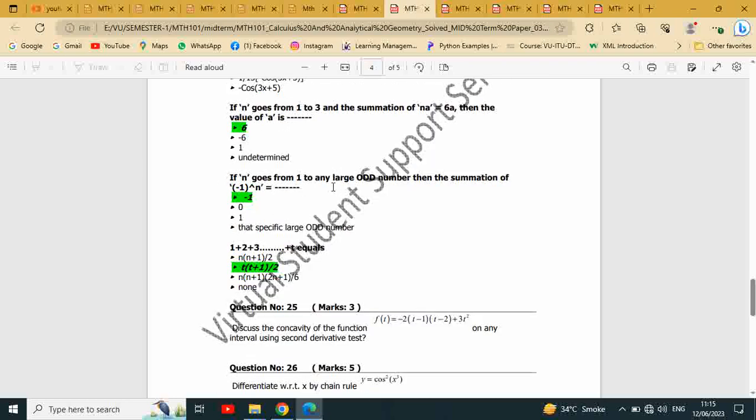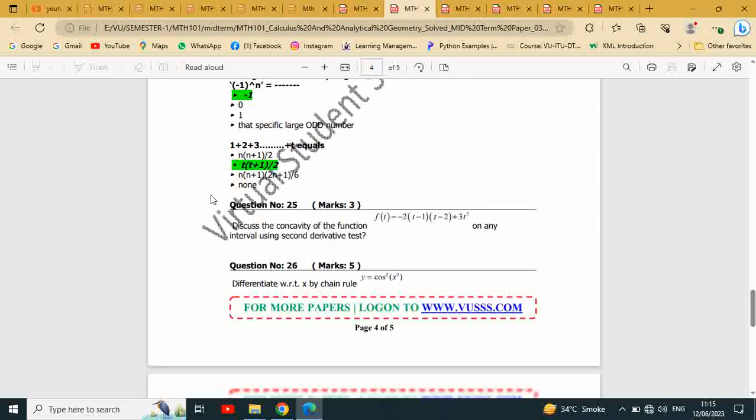If n goes from 1 to any large odd number, then the summation of (-1)^n is equal to -1. 1 + 2 + 3 up to t is equal to t(t+1)/2.